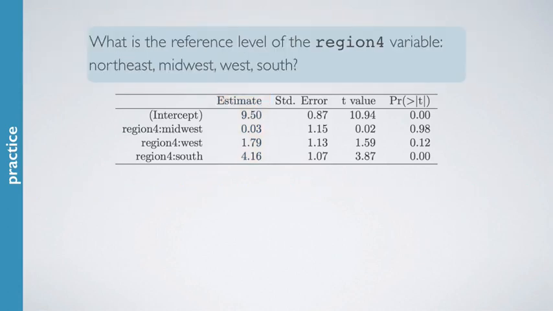Then, based on this, what is the reference level of this region 4 variable? Is it Northeast, Midwest, West, or South? Remember, the reference level is what we identify as the 0 level. And from the regression output, you can think about that level as the level that does not show up in the regression output. So what if I was to plug in a 0 for Midwest, 0 for West, and 0 for South? Then necessarily, such a state is going to have to be in the Northeast. So here, the reference level is the Northeast.